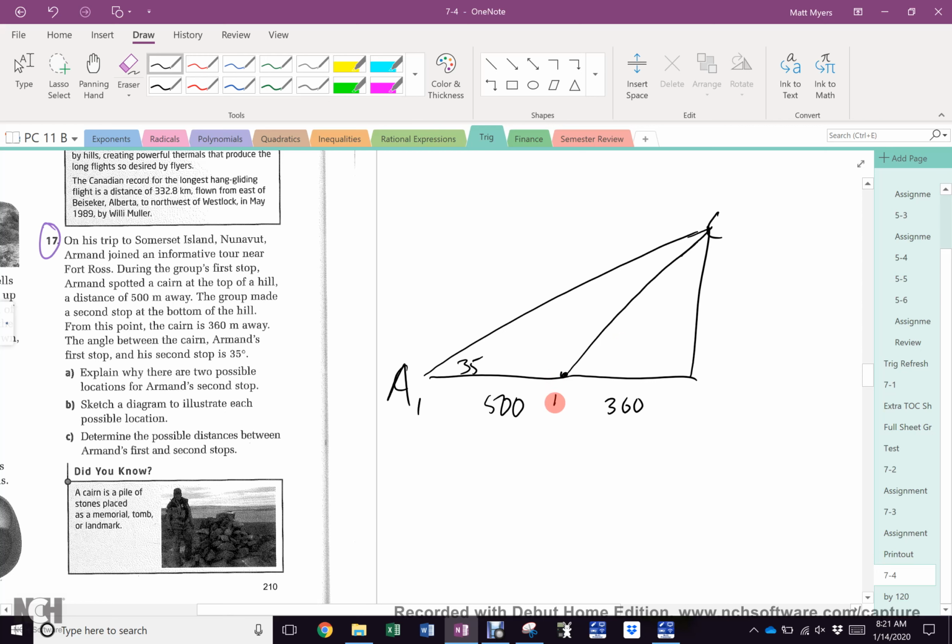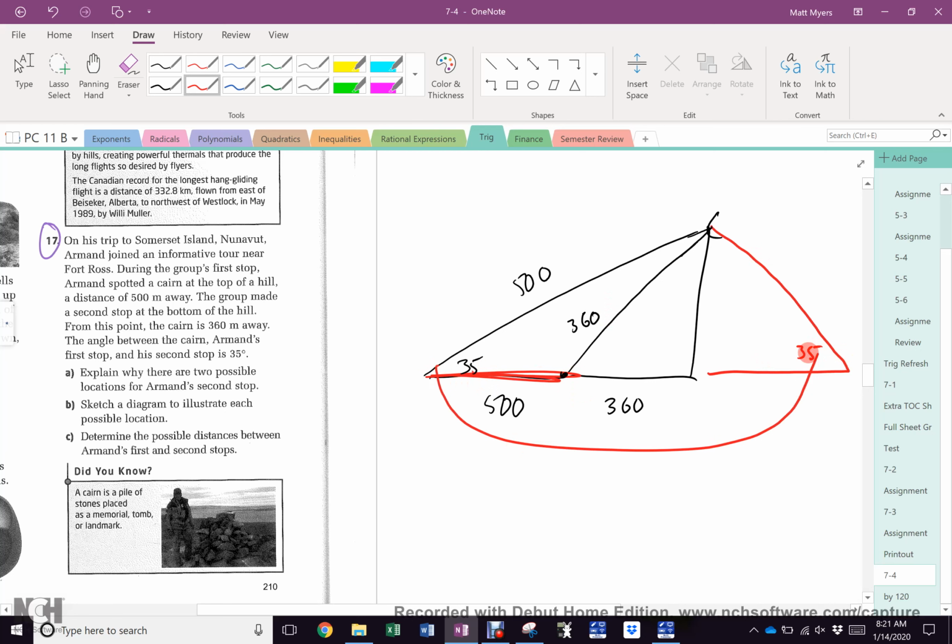There we go. And there is Armand's second stop. So it's either 500 or 360 there. Okay, and then, of course, it's what I just said. He could have walked all the way over here and had the 35 there. That's why it's 2. Possible distances, it's either this distance right here or it's this distance right here. And you're either going to make the black triangle or the big red triangle.